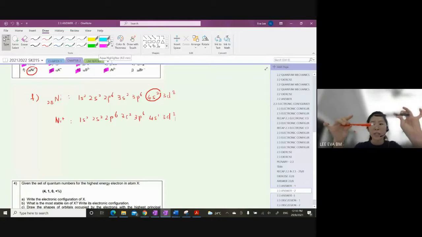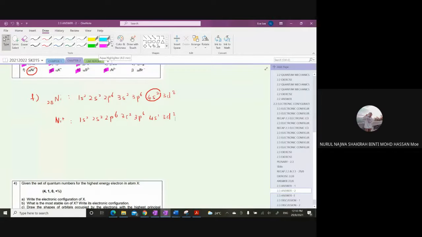So there is a complication kenapa madam suruh awak fokus pada 4S dengan 3D. Initially empty, 4S is lower energy. Tapi awak kena ingat 4S paling banyak pun saya isi 2 elektron saja. Tapi 3D saya boleh isi 10. So after I completely fill in both, let's say I got 4S2 and 3D10, this 3D10 will get into your inner shell. It will fall into the core energy level. Do you get me? You understand this concept, everyone?